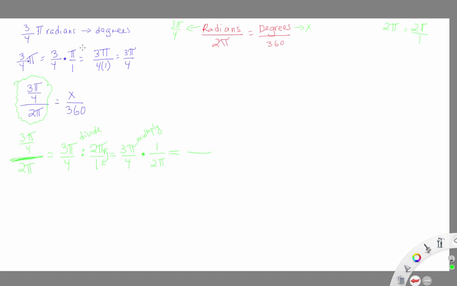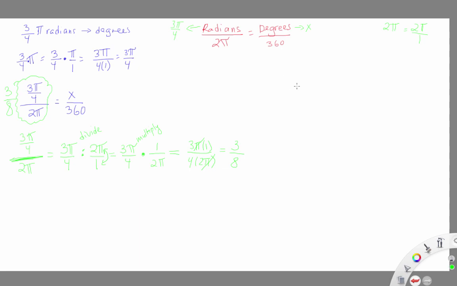If you remember from the example above, when I multiply fractions, I multiply the tops, in this case 3 pi times 1, and I multiply the bottoms, in this case 4 times 2 pi. Now I can cross out the pi's from the top and the bottom, and I get 3 times 1, which is 3, over 4 times 2, which is 8. So this entire complicated thing is really the same as 3 divided by 8.